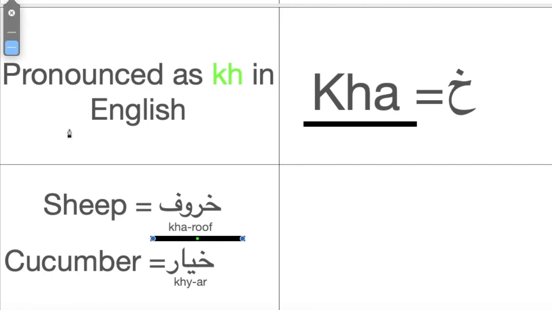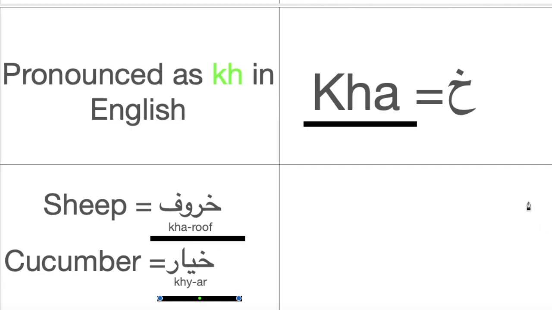Kharoof. Kharoof means sheep. Kha, re, wow, fe. Khiyar means cucumber. By the way, khiyar is kha, ye, alif, re.